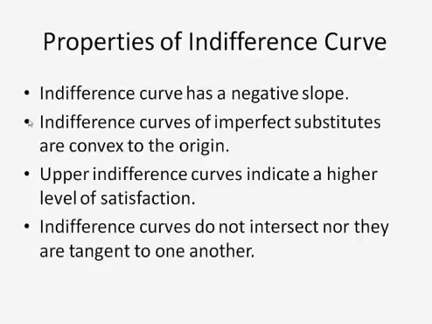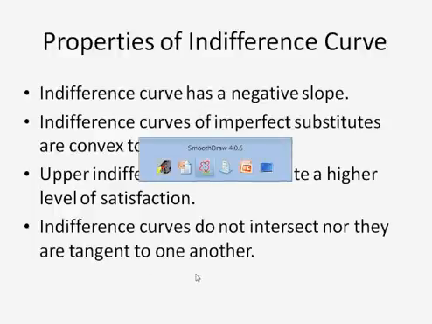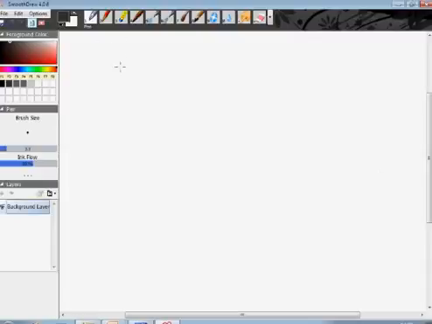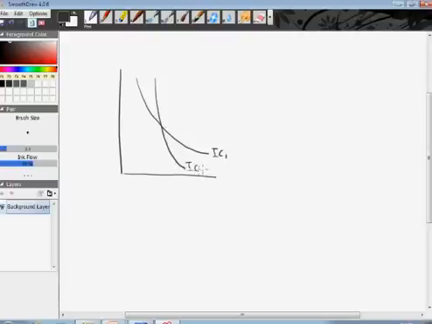Now our last property is that indifference curves do not intersect nor are they tangent to one another, which means that if I draw this indifference curve IC1 like this, the other curve will not intersect IC1. It will always be like this.